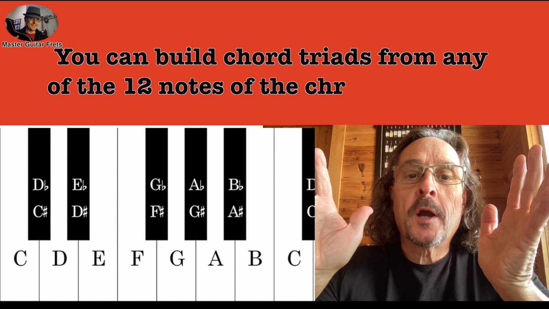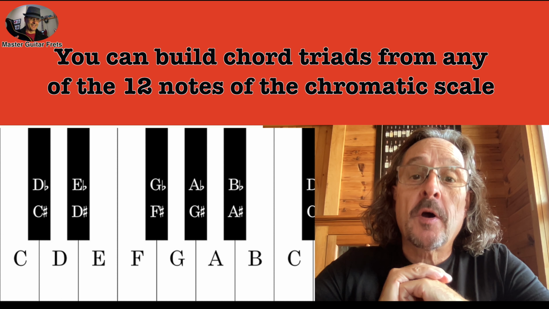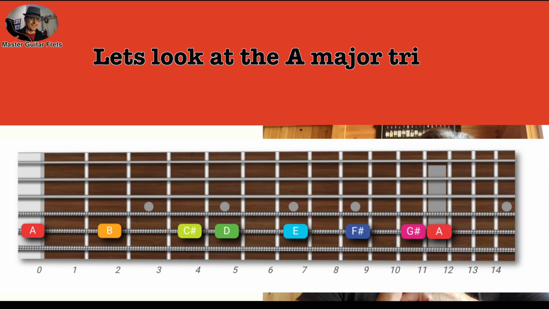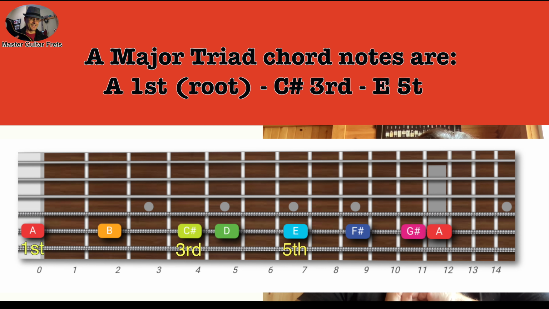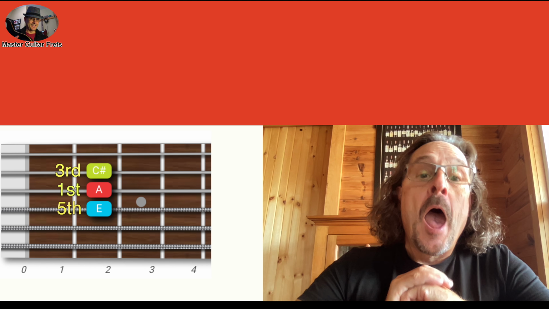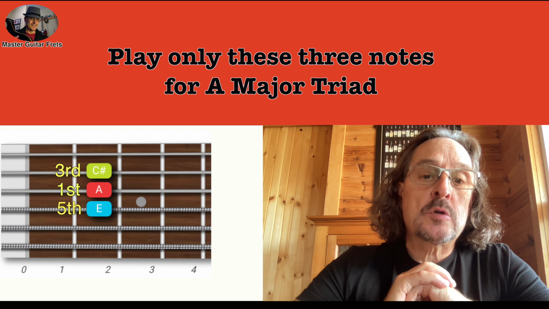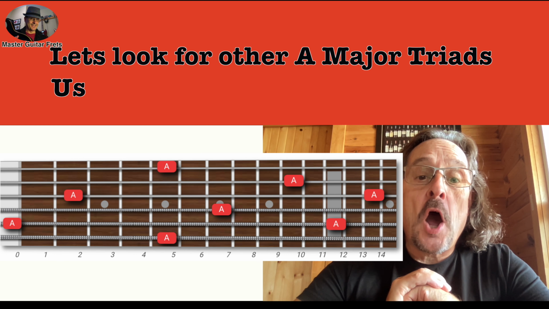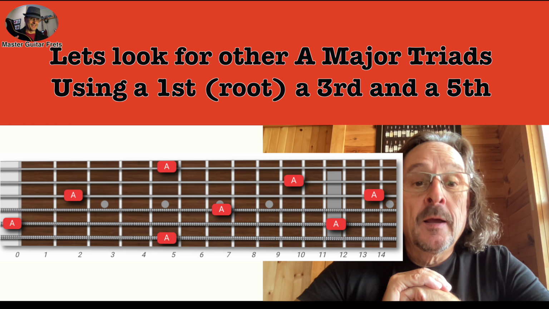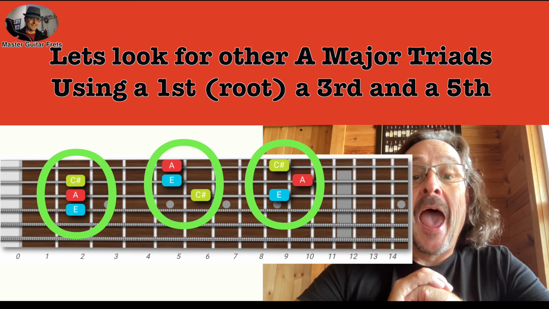You can build chord triads from any of the 12 notes of the chromatic scale. Let's use A and build an A major triad. From the A major scale, we use the first, the root, the 3rd, and the 5th. A major triad chord notes are A, the first, the root, C sharp, the 3rd, and E, the 5th. Play only these 3 notes for the A major triad. Let's look for other A major triads using the first, the root, the 3rd, and the 5th.